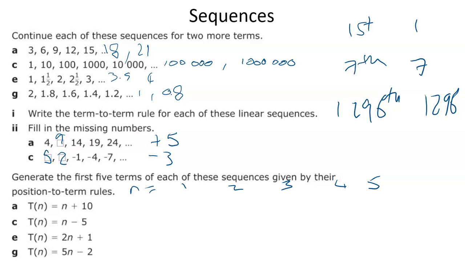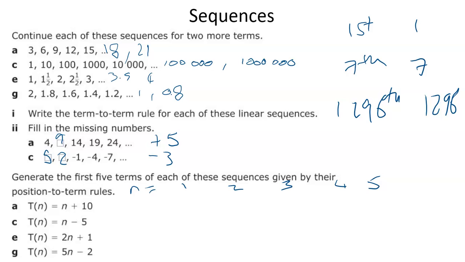And then this way of writing it, a lot of times you don't see it like this. You don't have the tn bit. You just have the position-to-term rule or the nth term rule written just like this without that equals. But if you do have it, it's just saying the t is the term in the sequence, and then this number is saying which one.